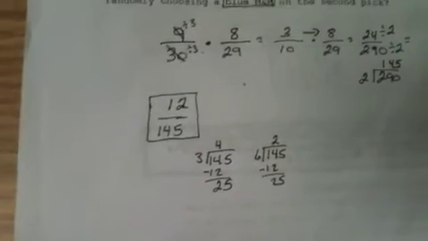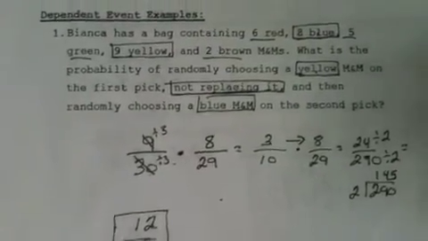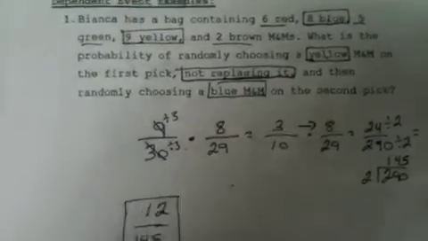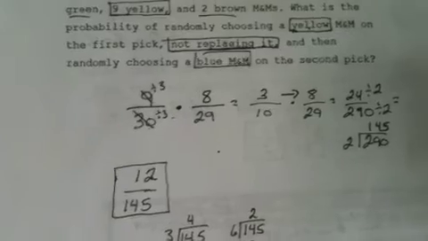Meaning that every 145 times that I try this event, where I randomly choose the yellow and not replace it, and then choose the blue, there's a chance that 12 times I will get a yellow and then a blue.